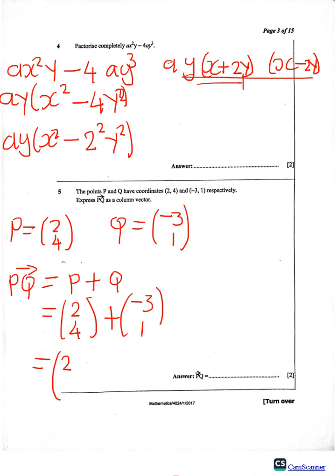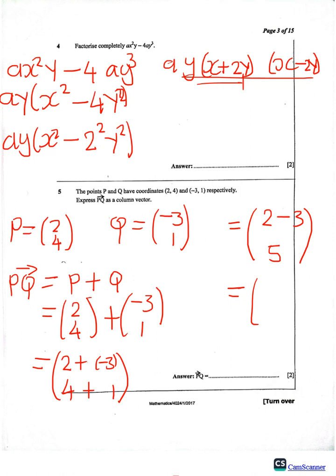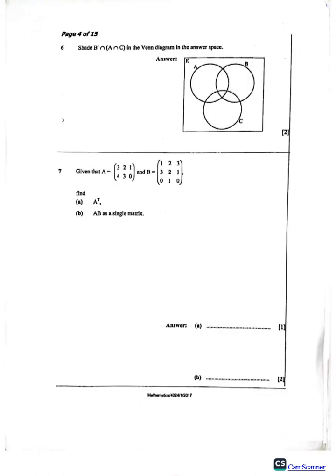2 plus -3, then 4 plus 1. So we can now see that here we're going to have 2 positive times negative, which is -3. Then here we have 4 plus 1, that is 5. Then our final answer is 2 minus 3 is -1, and 5 here. So this is our answer, and we are going to leave it like this because we are told to express it as a column vector. Okay, now let's move on to question 6.